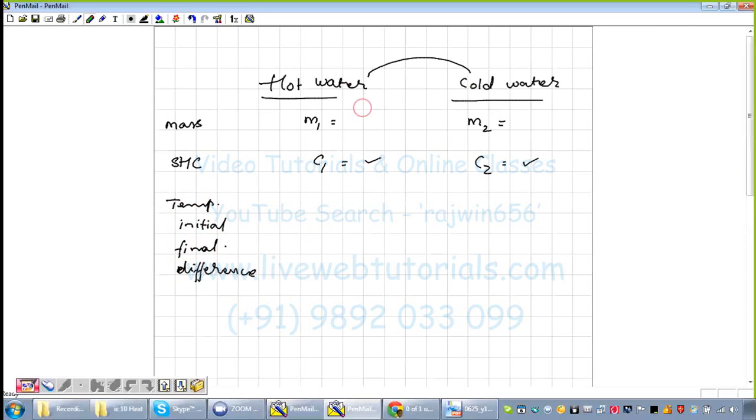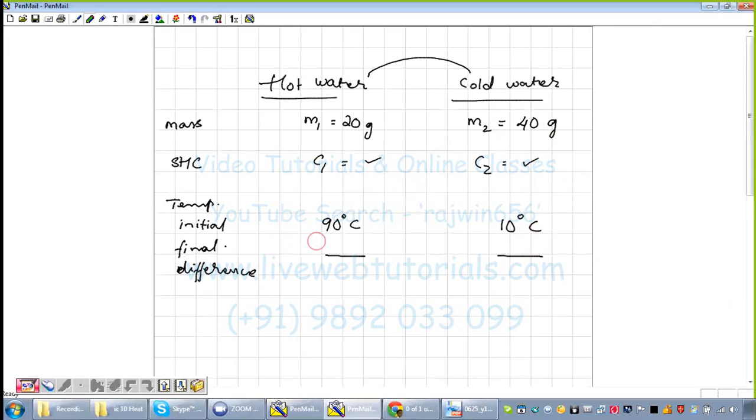Let us suppose that we are having 20 grams of hot water that is mixed with say 40 grams of cold water. Let us assume that the initial temperature of hot water is 90 degrees Celsius and the initial temperature of cold water is 10 degrees Celsius. We are supposed to find out what is the final temperature of the mixture. So the sum that is asked to you is 20 grams of water at 90 degrees Celsius is mixed with 40 grams of water at 10 degrees Celsius. What is the final temperature of the mixture?